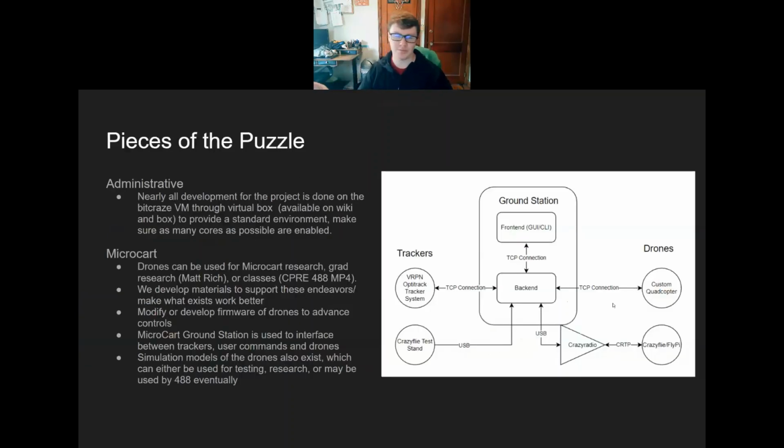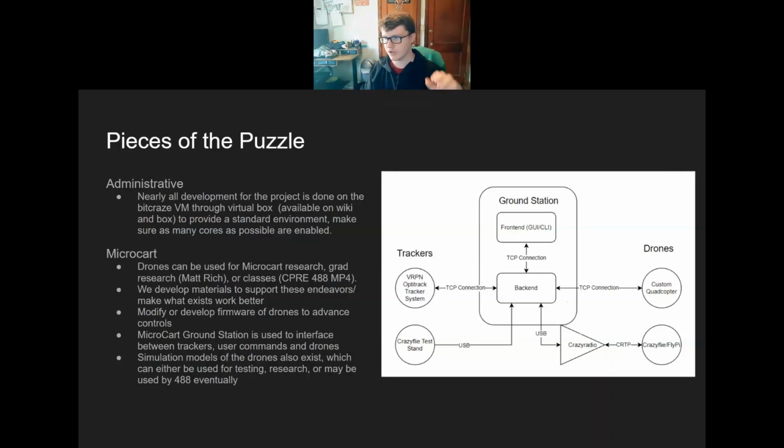What are the different pieces of the puzzle here? First of all, administrative: most of the development for this project is done on a VirtualBox VM, and that's either available on the wiki or the team box. The big pieces of the puzzle here are the ground station, which is what you use to actually fly the drones. The drones, the Crazy Fly and the FlyPy, are communicated with through the Crazy Radio right now. And the custom quadcopter is just a direct TCP connection.